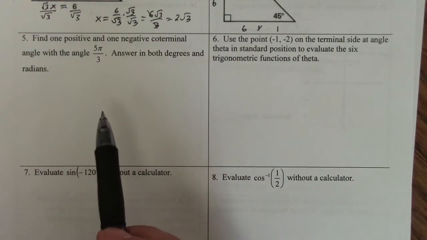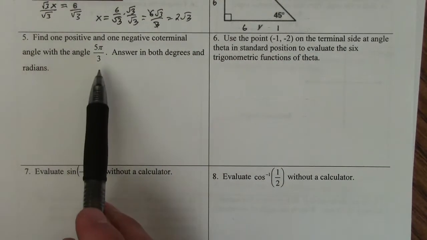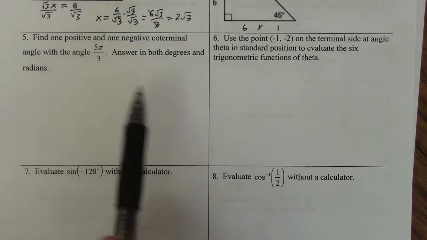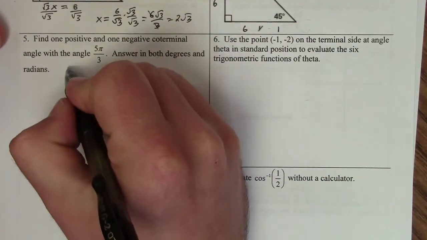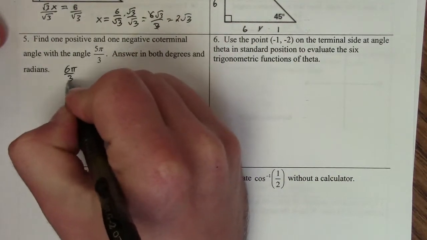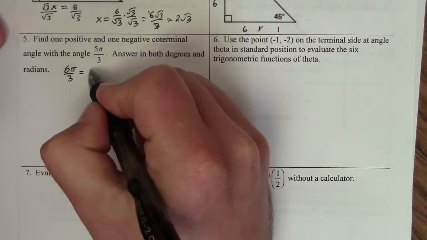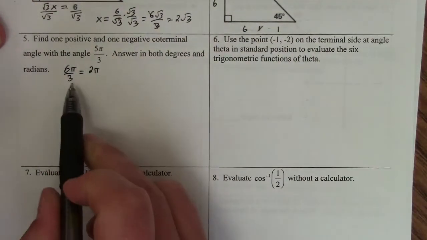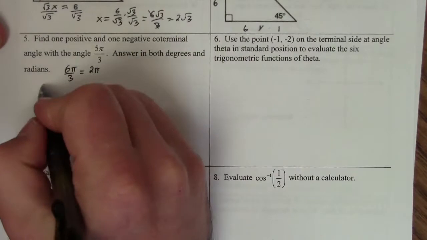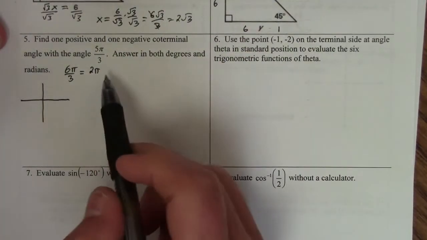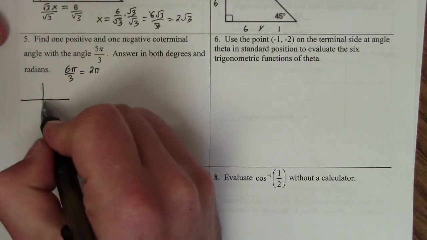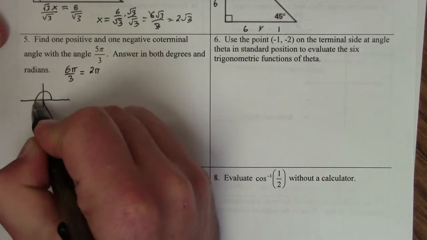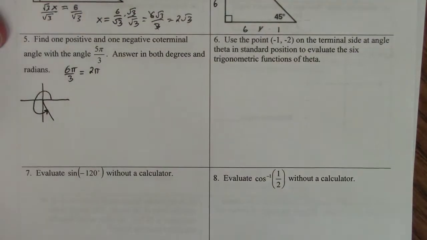On problem 5, we have to find a positive and negative coterminal angle with 5 pi over 3. One thing to note here is 6 pi over 3, since it equals 2 pi when you reduce it, is a full rotation. So 5 pi over 3 would be about this much. That's 5 pi over 3.